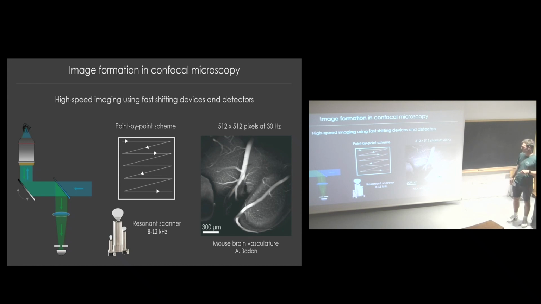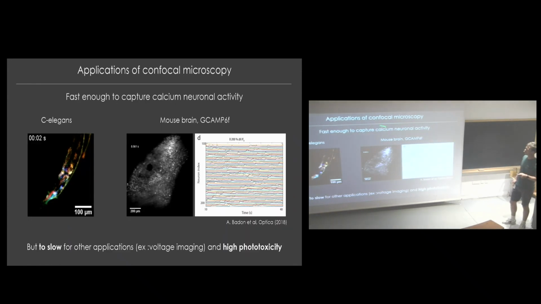So for instance, this is a mouse brain vasculature. So here, basically, you put some labels inside the veins of a mouse, and then you can see the veins. So with such a speed, actually it's fast enough to capture some calcium activity in various animal brains. So you can do it in mouse brain. So this is raw data where you see plenty of different neurons. These are something like 1,000 neurons firing at different times. And here, these are the temporal traces. So basically, you see that this is the evolution of the fluorescence as a function of time. And you clearly see some peaks. So it's fast enough to measure the brain activity.